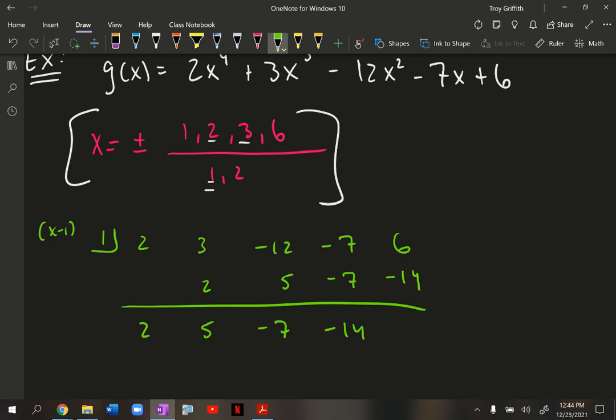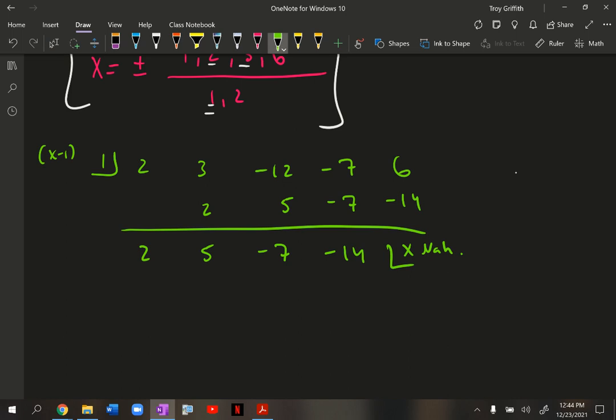All right. So we do not get a remainder of 0, so x minus 1 is off the board. Let's try x plus 1 next. Okay, so I'm going to put a negative 1 in the box. Same coefficients. And let's see what we get.